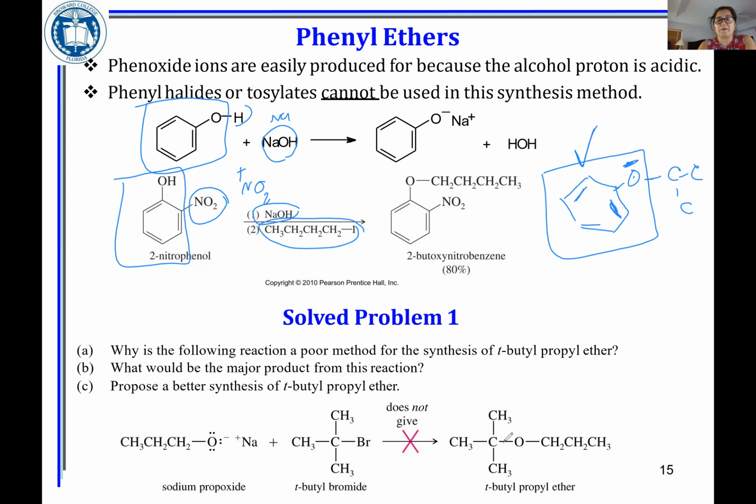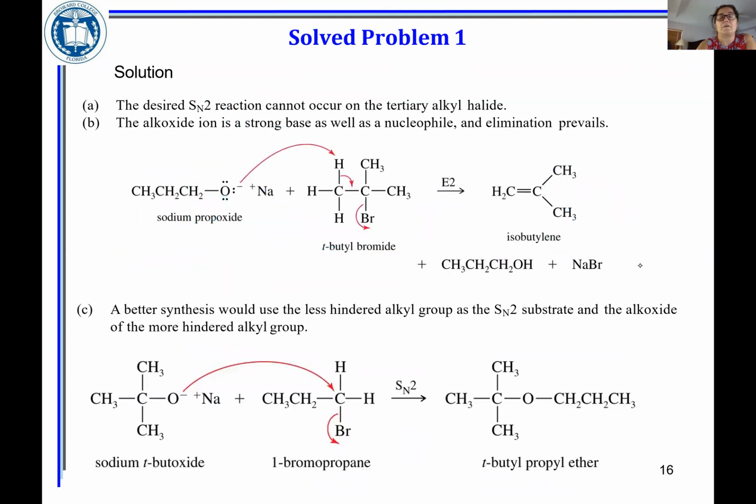In this reaction, when you have a bulky, because it's an SN2 type reaction, when you have a tertiary alkyl halide, this reaction is not favored. Okay? It's not a favored reaction because of the tertiary alkyl halide. Instead of the substitution reaction, this would act as a strong base and it will go through an elimination type reaction.